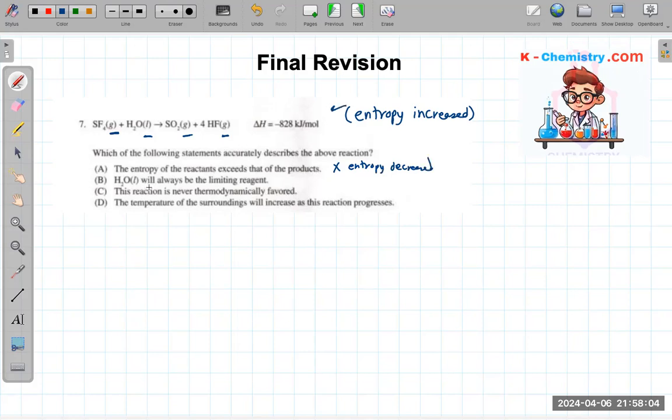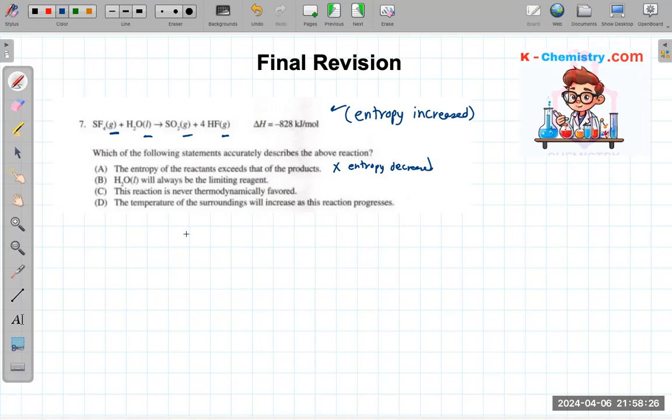H2O will always be the limiting reagent. Why will H2O always be the limiting reagent? Is there anything that tells me that? No, you have to tell me the amounts of moles that you have used so I can decide if it is limiting or not. It can be either excess or limiting. It depends on how much I have used.